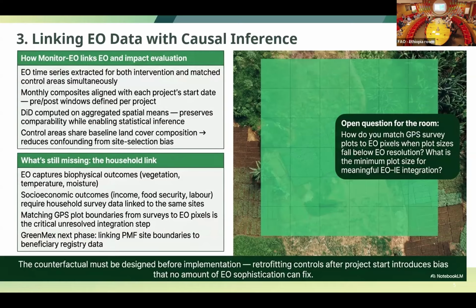The open question I'd put to this room is the household link. Earth observation captures biophysical outcomes. Socioeconomic outcomes, income, food security, labor reallocation, require survey data linked to the same site. So matching GPS plot boundaries from surveys to Earth observation pixels is the critical unresolved integration step. How small a plot can you meaningfully monitor with Earth observation data? That threshold matters enormously for the communities doing the actual restoration work.